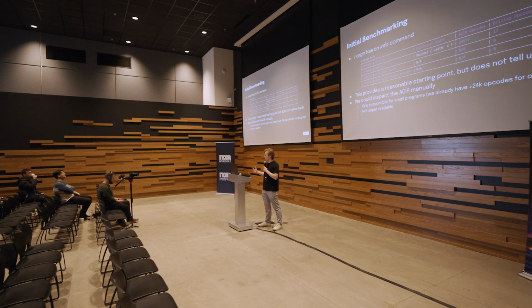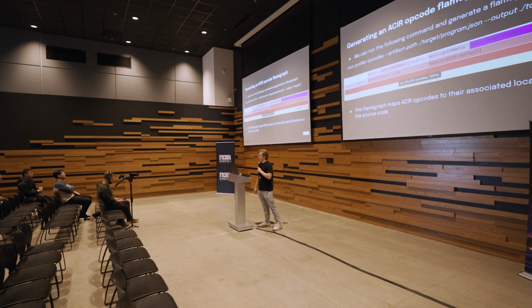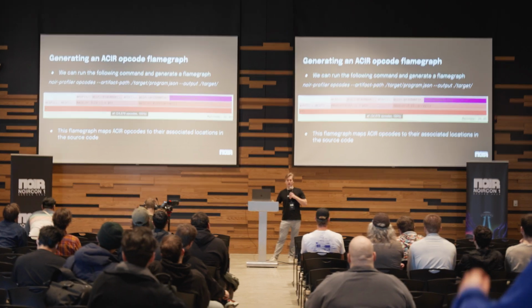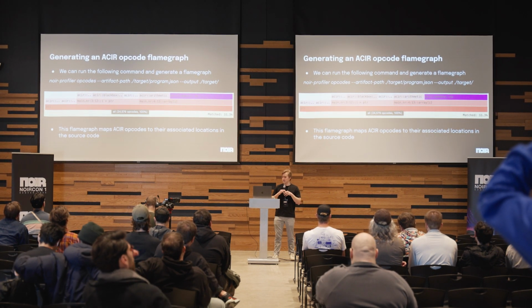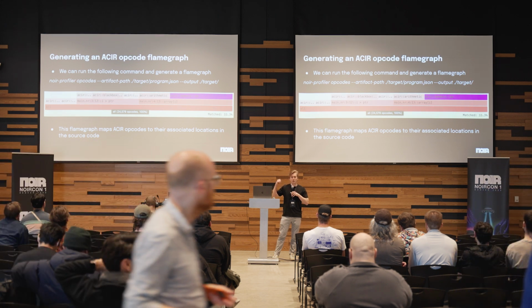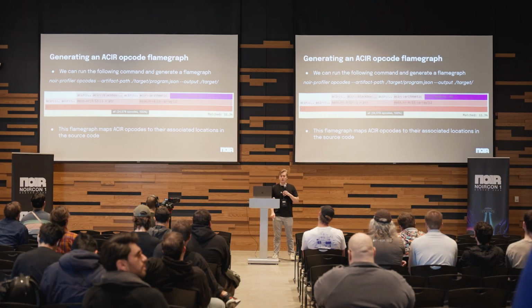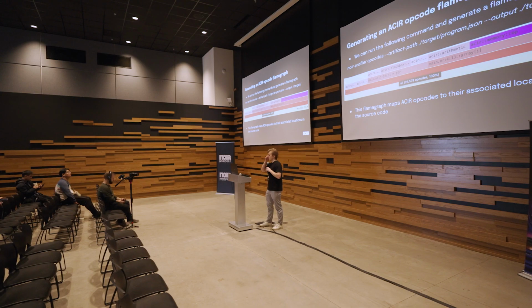What if we start to get to some more complex programs? This is a very simple example of what the profiler would look like. If you're familiar with flame graphs, this is that. You run your command, and you generate a flame graph that maps the ACIR opcodes to specific source code. Here I've highlighted the memory operations that we get from that array write. That takes up right now the majority of our program, although we do have various other ACIR opcodes.